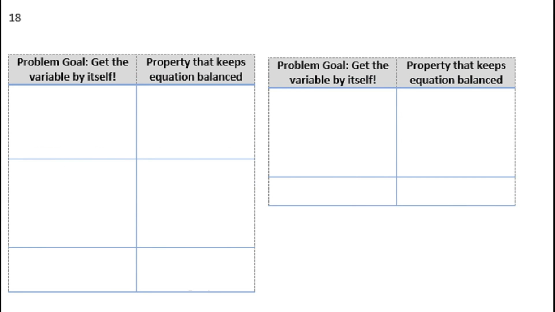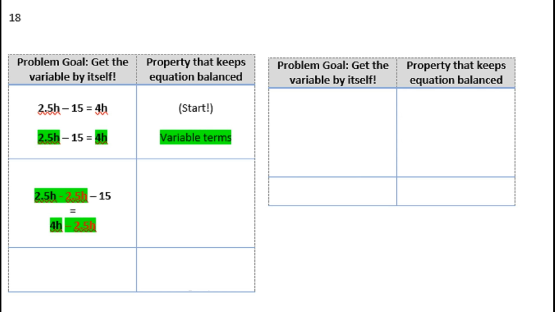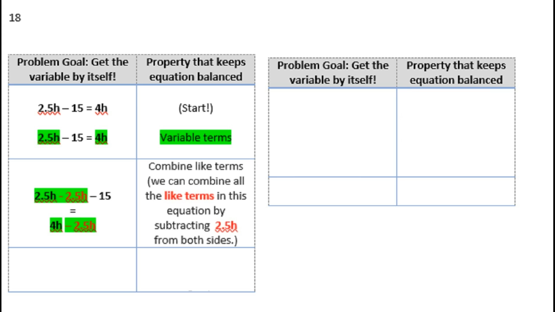All right, so moving on to number 18. So here's our problem goal. We've got to get that variable by itself. We only have a pair of variables this time. We only have one constant, so this is going to make our problem a little bit simpler. We have 2.5h on the left and 4h on the right, and those are just our two variable terms. As I said before, there's only one constant, that's negative 15. So to get that variable on the opposite side of that 15, we're going to subtract 2.5h. So we subtract 2.5h from both sides, and we end up with negative 15 equals 1.5h.